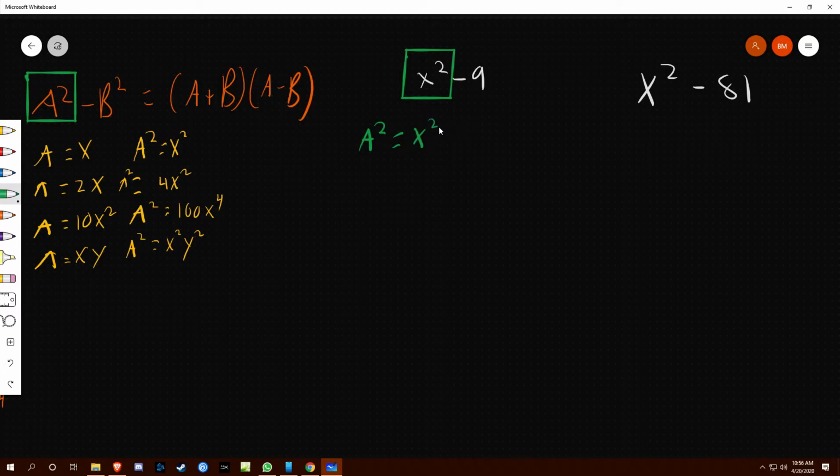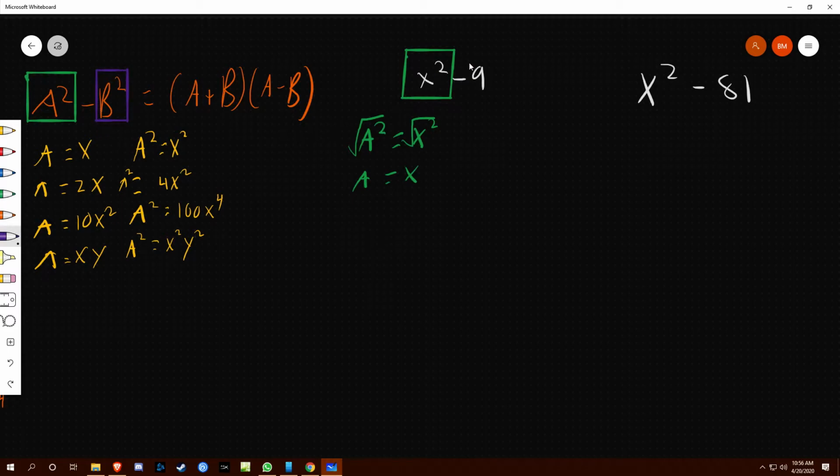Well, we need to solve for a. Well, a has a squared with it. How do you get rid of a squared? Well, I square root. And what I do to one side, I must do to the other. Square root of a squared is a. Square root of x squared is x. So a equals x.